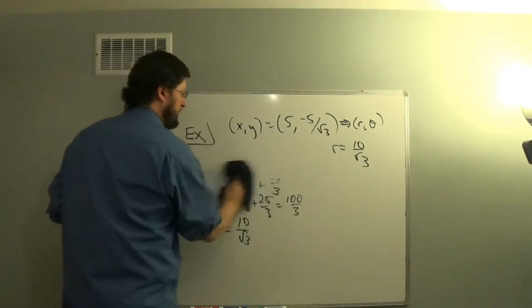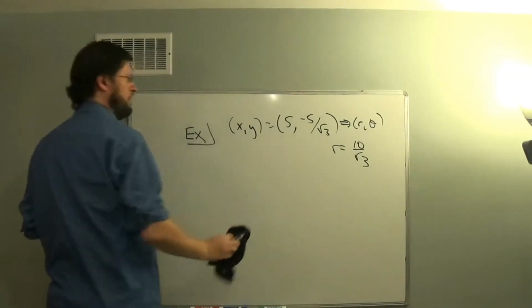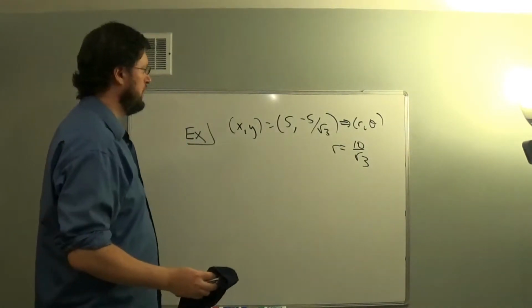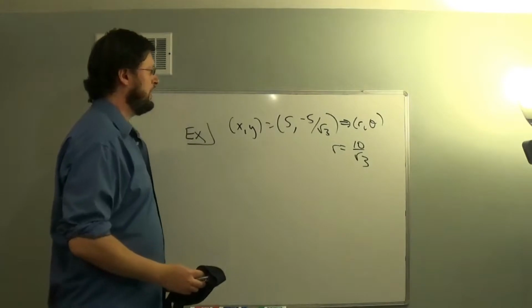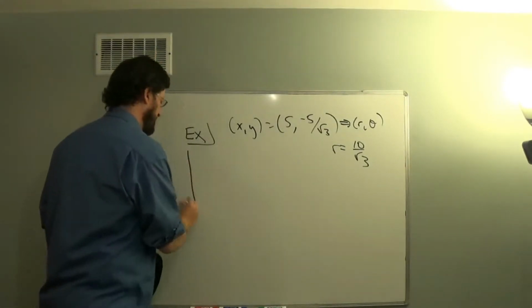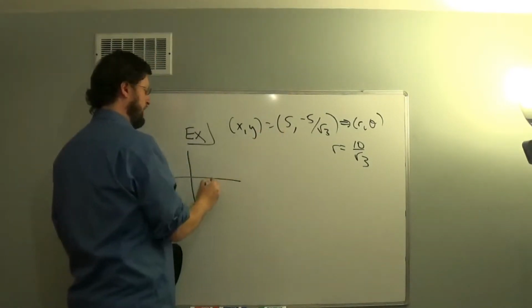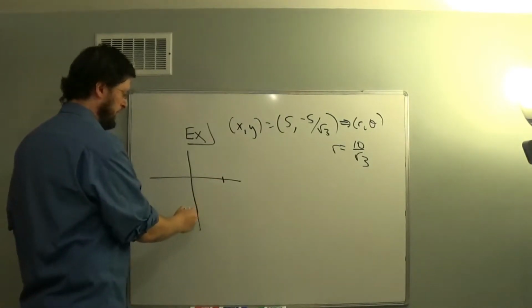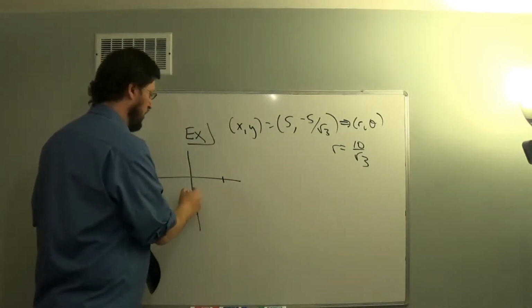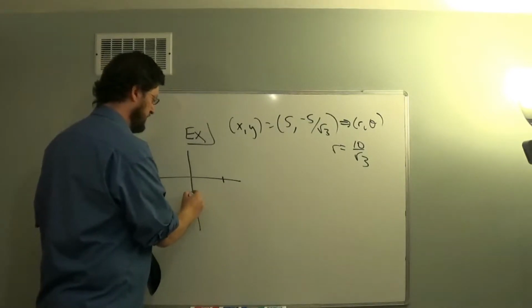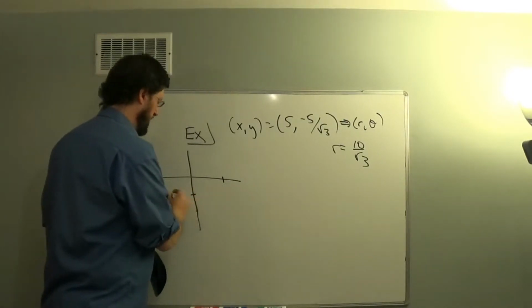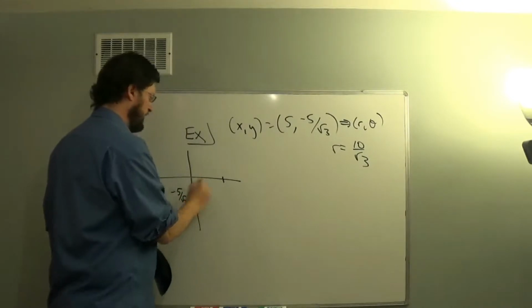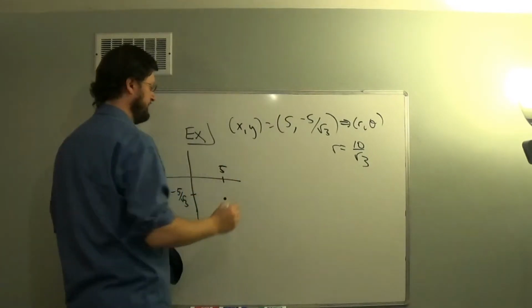The angle part can be a little trickier, especially when we have a point which is not in the first quadrant. So let's actually just plot our point. Our point here is 5, and then negative 5 over root 3. So that's going to be somewhere below 5. So it's some distance down. Let's call that negative 5 over root 3, and 5. So that's our point.